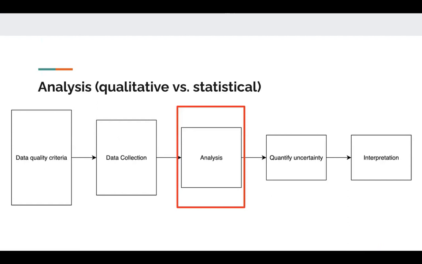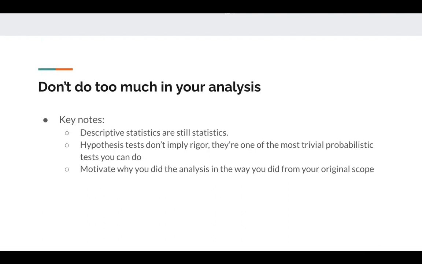In terms of our analysis, we've touched on this, so I don't want to harp on it a bunch, but on qualitative versus statistical: descriptive statistics are still statistics, and so we want to avoid doing too much unnecessarily. I'm going to harp on this again: hypothesis tests don't imply rigor. Oftentimes they're probably the most trivial probabilistic tests you can do. So if you don't have to do a hypothesis test, i.e. your question is being better answered in other ways, don't do it just because you think you have to.